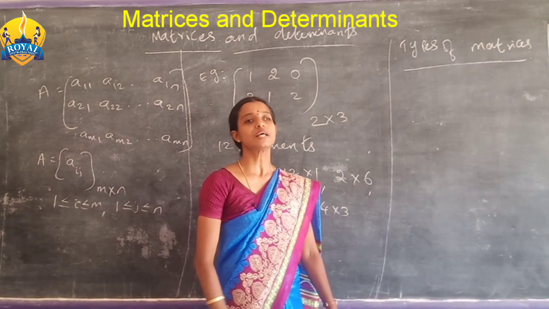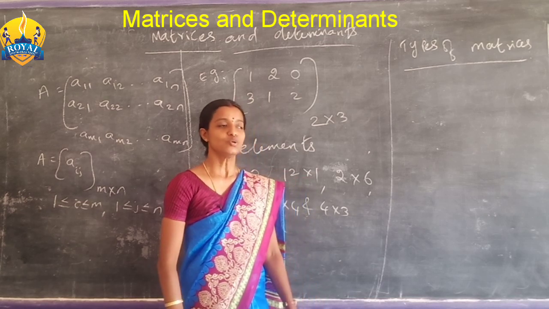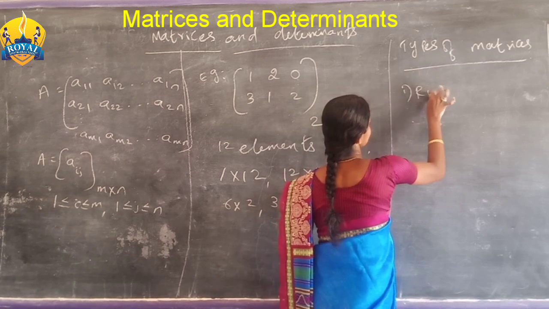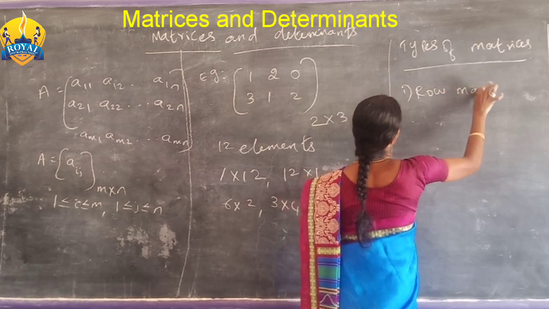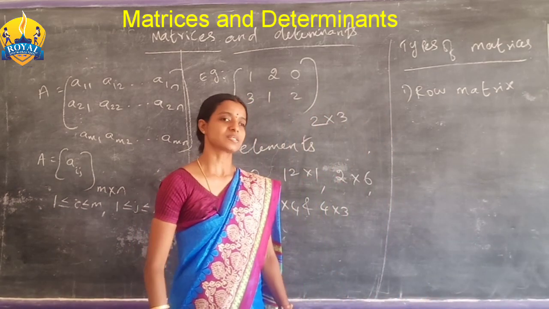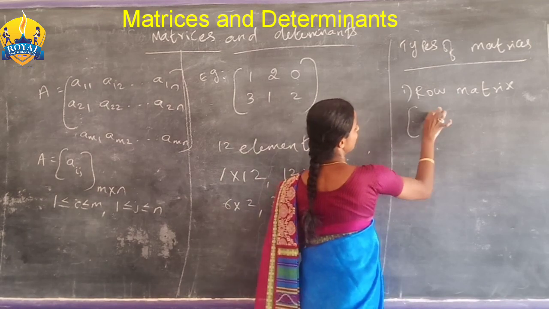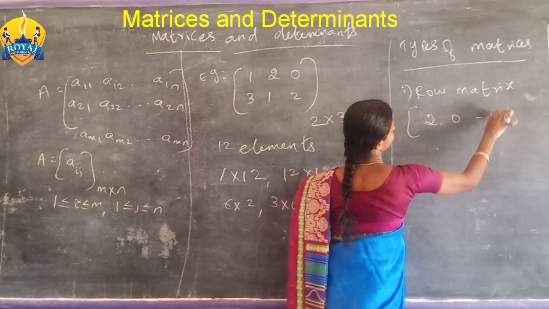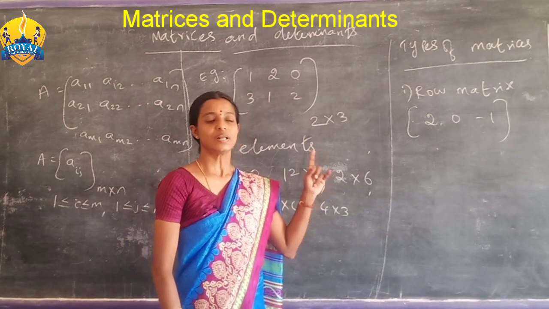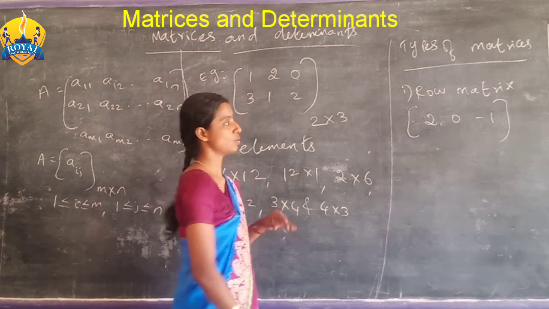What are all the different types of matrices? Let us get into detail. First one is row matrix. So what is a row matrix? Row matrix is nothing but which contains only one row. This is a row matrix which contains only one row. A matrix is said to be a row matrix if it contains only one row.